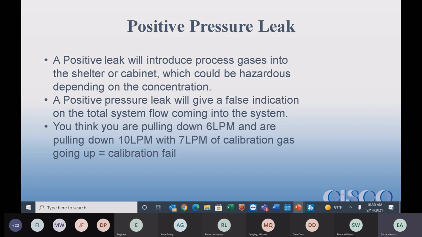Also a positive pressure leak will give false indication on the total system flow coming into the system. You think you're pulling down 6 liters per minute by adding up the sample flow meters, and you're actually pulling down 10 liters per minute. With your calibration gases at 7 liters per minute going up the stack, you're going to get a calibration fail.